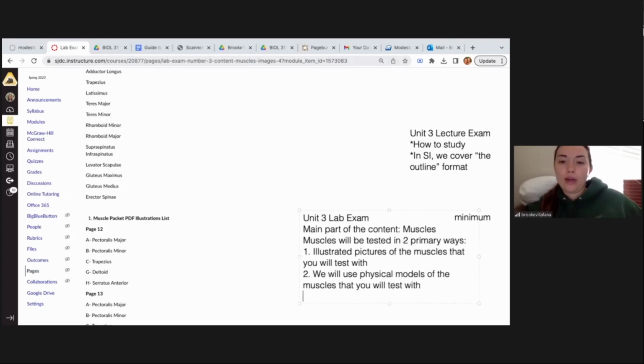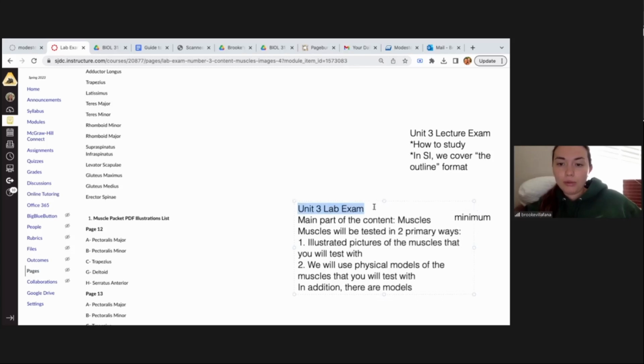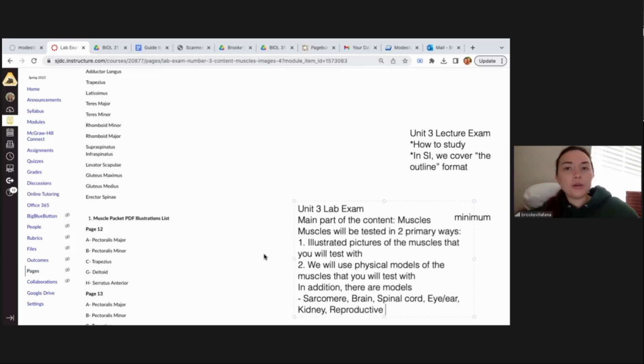And then obviously, in addition, there are models. Just like the two other lab exams, you should be familiar with this at this point. We're going to have a sarcomere model, a brain model, a spinal cord model, the eye and the ear, the kidney models, and the reproductive models. You should be familiar with those at this point, right? You learn about it in lecture and then we do the models, just like for Unit 2, the same concept.